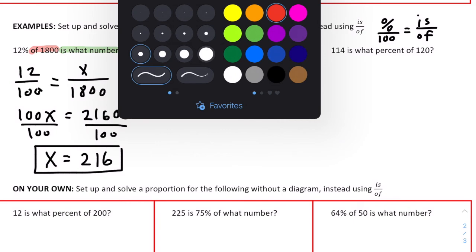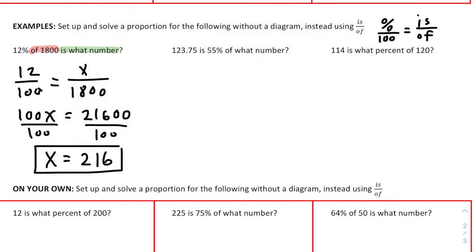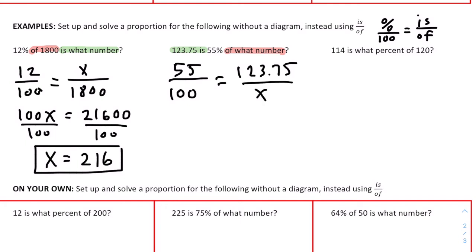All right, same thing. Is and of. Notice how I'm using green for is and red for of. So 123.75 is, so that's our is. 55% of what number? So there we go. We can set up our proportion. So we have, remember, percent is always over 100. I don't know if I can say that enough. And then we have is over of. So 123.75 over x.